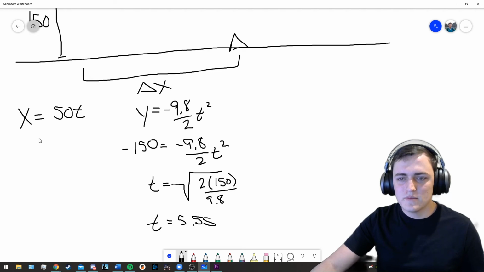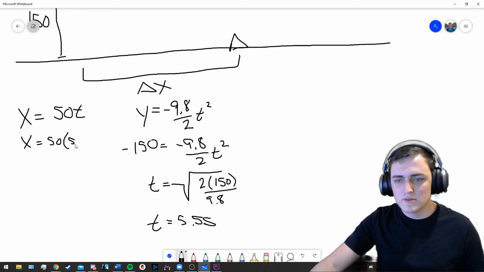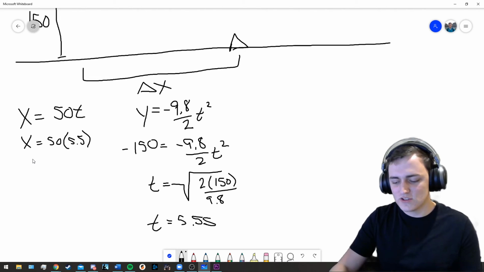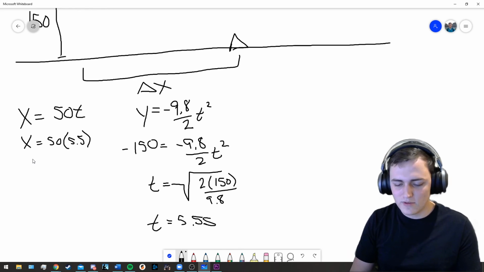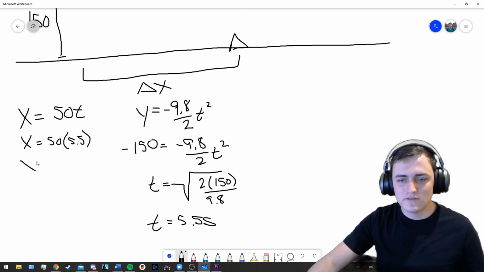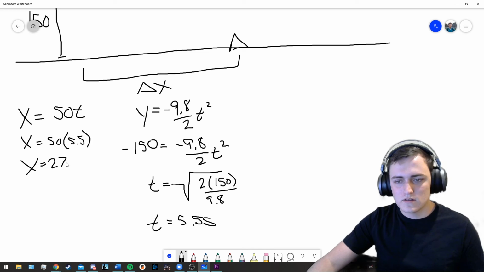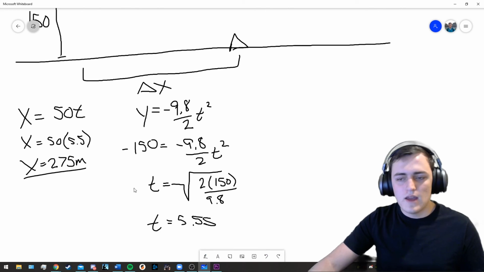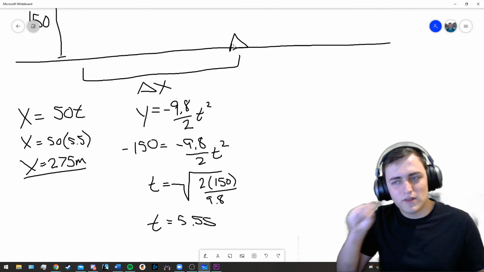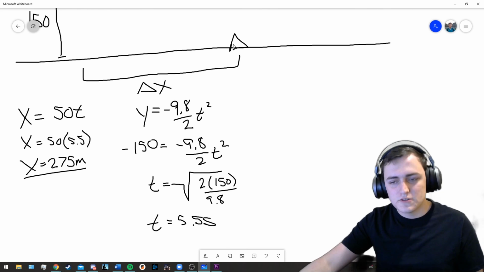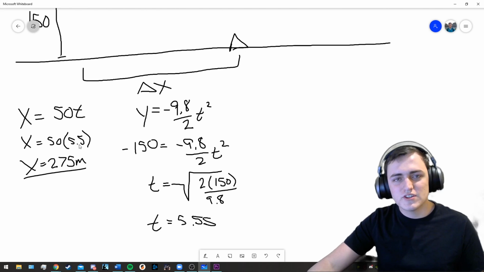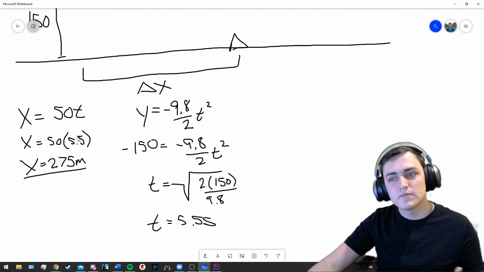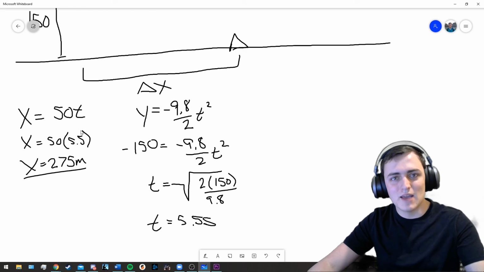Well, now we have a time, so we can go back to our x equation and use 50 times 5.5, and we can figure out that change in x position. 50 times 5.5 gives us 275, and that's going to be in meters because we're working with position. And that is the change in position of the supply crate from when they drop it. So they have to drop the supply crate 275 meters short of the camp if it wants to hit the camp dead on.